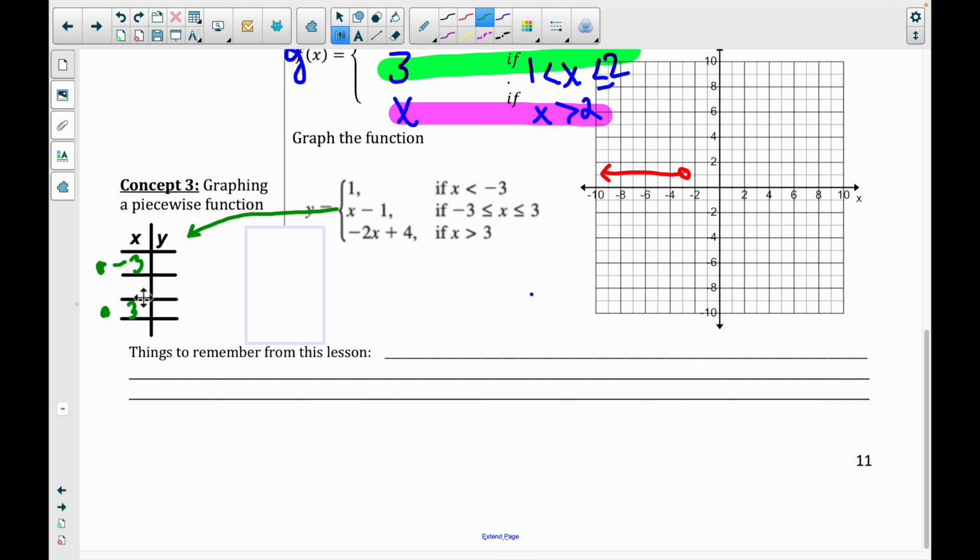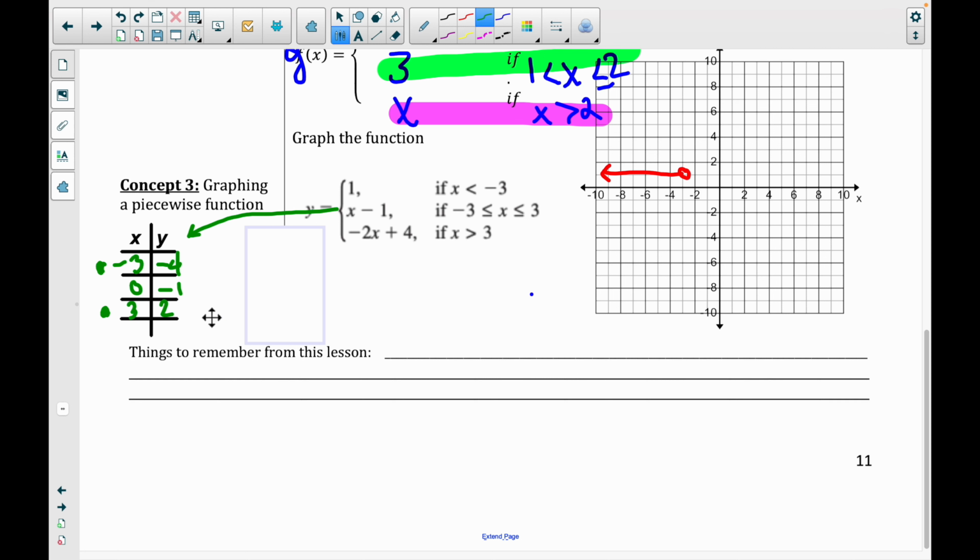And then lastly, I want at least one other point. I might have more than that, but at least one other point. So I need to pick a point that's in between here. Well, in between -3 and 3, I know 0's in there. That's an easy one to pick, so let's do that. Now I need to plug those into this function. So -3 minus 1 is -4. 0 minus 1 is -1, and 3 minus 1 is 2.